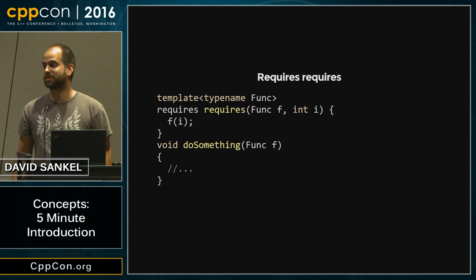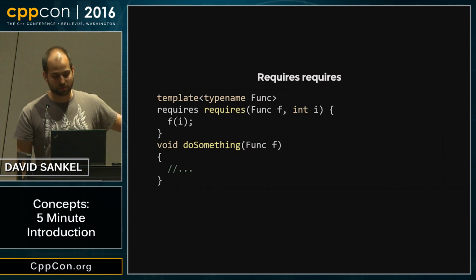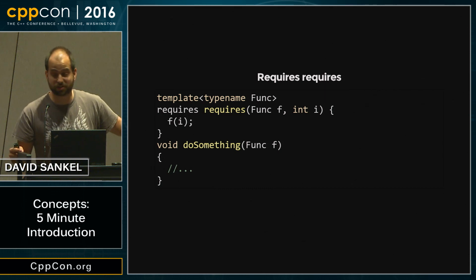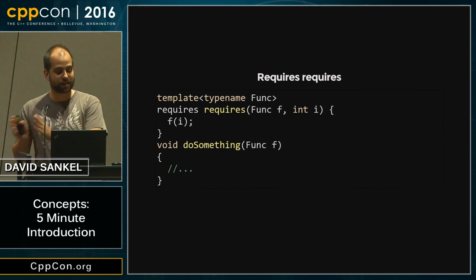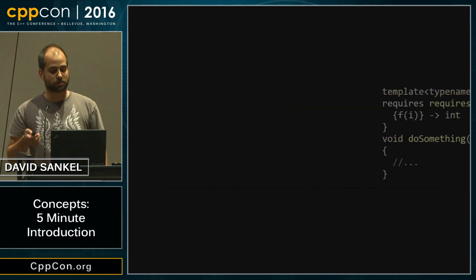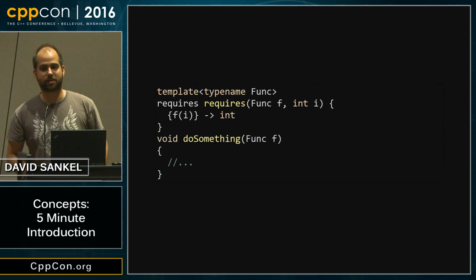So requires, that's how you do it. Use two requires. I know this syntax is absolutely insane, but that's what it is. After your template, you say requires. What you put in the parentheses looks like a function declaration, and it's saying, given an f of type Func, given an i of type int, this expression f(i) needs to be valid. That's it. So this is an example of some function that needs to have a callable type.